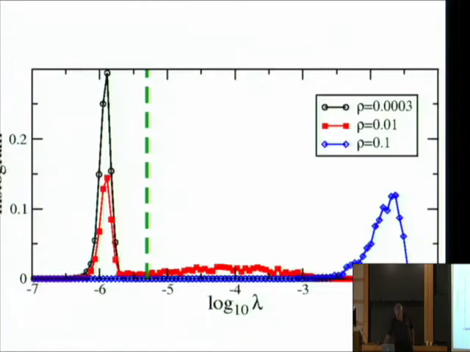Okay. And now this is what we do. We basically measure here the log of the Lyapunov number, and what we check is when the Lyapunov exponent becomes small, beyond this green line, we assume that it is zero, because also our computer runs for a finite time.